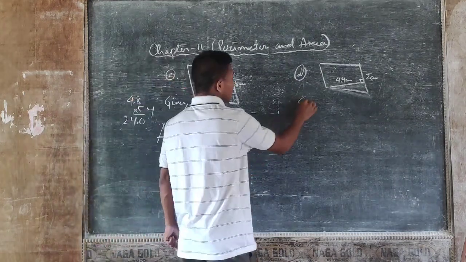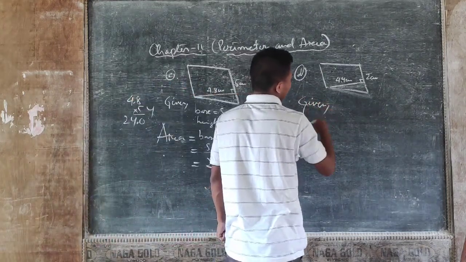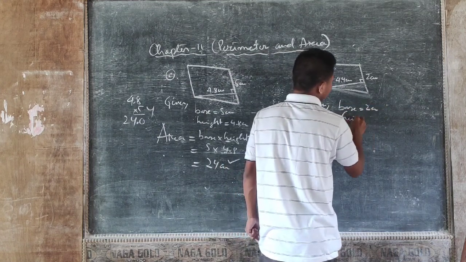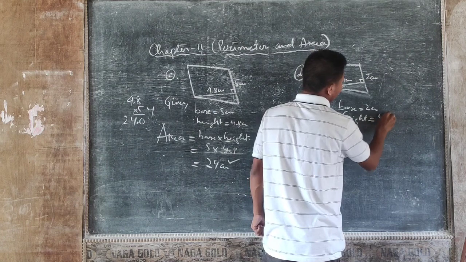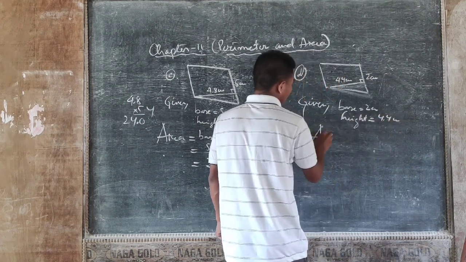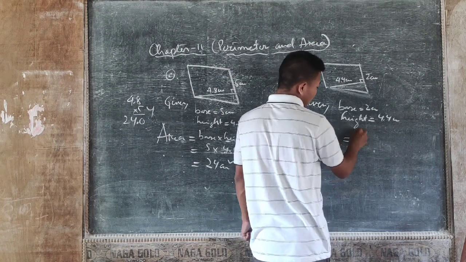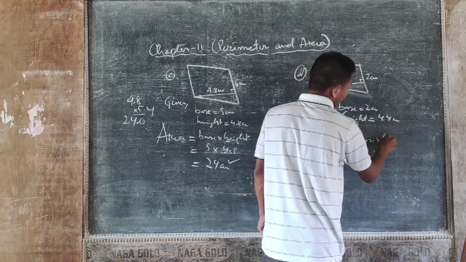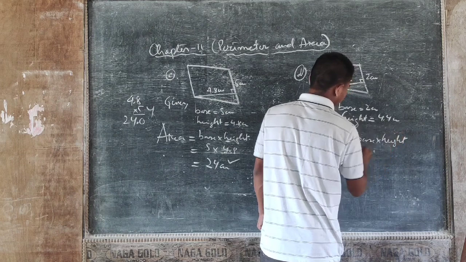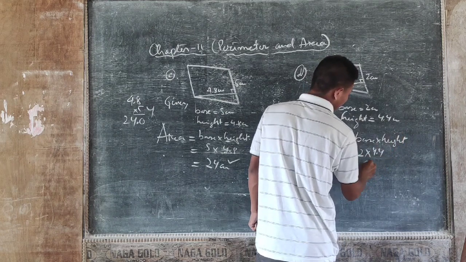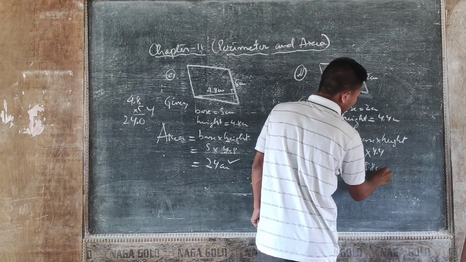And for the next one, here our base is 2 cm, height is 4.4 cm. So area of parallelogram is base into height. The base is 2 cm and height is 4.4. We will get 8.8 square centimeters.